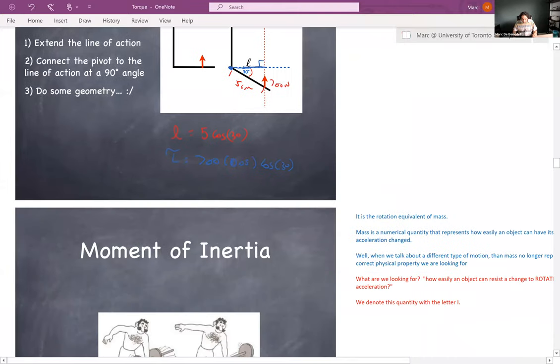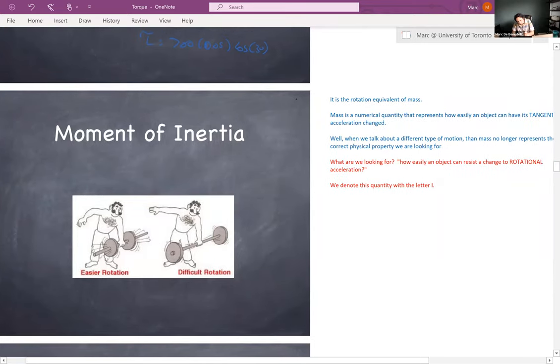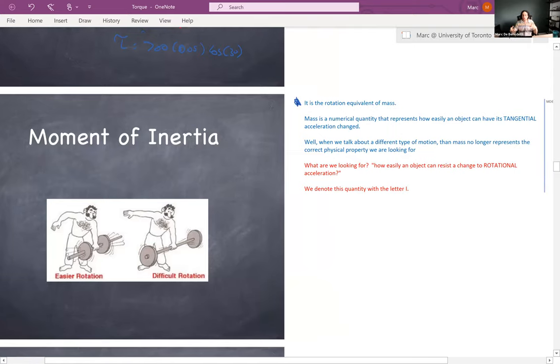Okay. So back to moment of inertia. We need to hammer this out before we go forward. As I mentioned before, moment of inertia is the rotational equivalent of M, mass. As mentioned before, mass is the numerical quantity that represents how easily an object is subject to change due to tangential acceleration. However, we are now talking about angular acceleration, or rotational acceleration, alpha. So that is given by I, the moment of inertia.